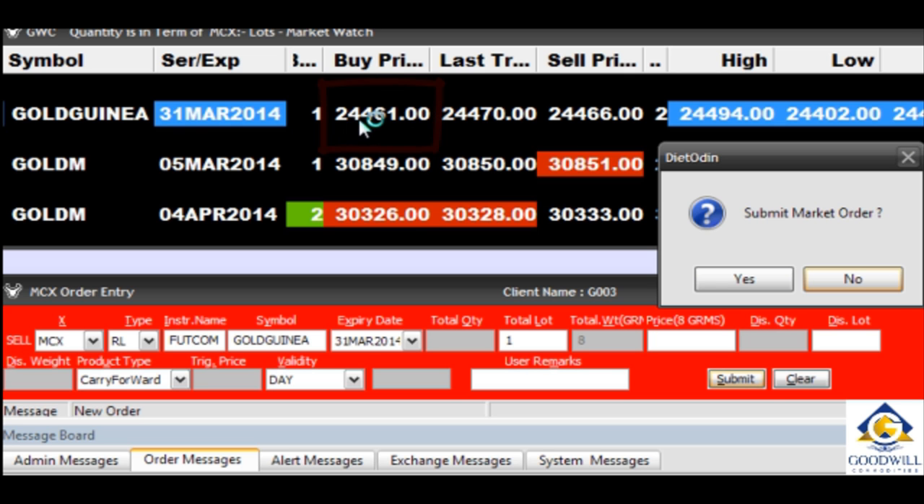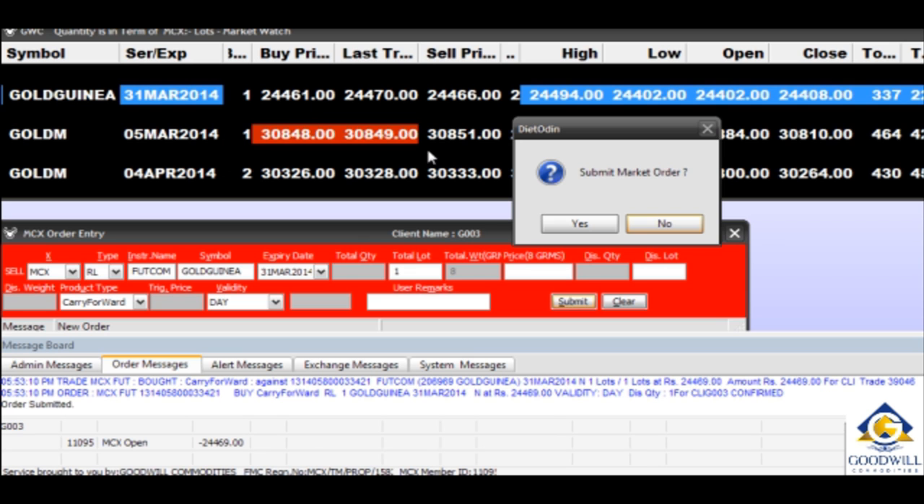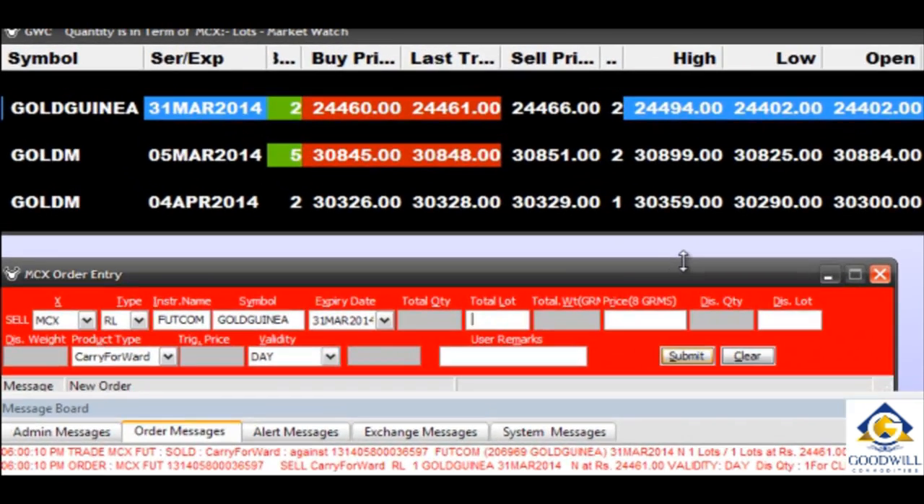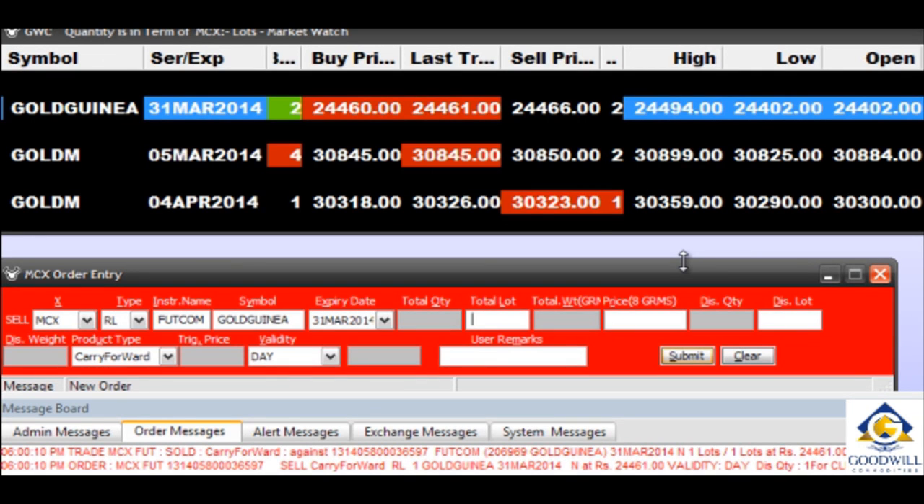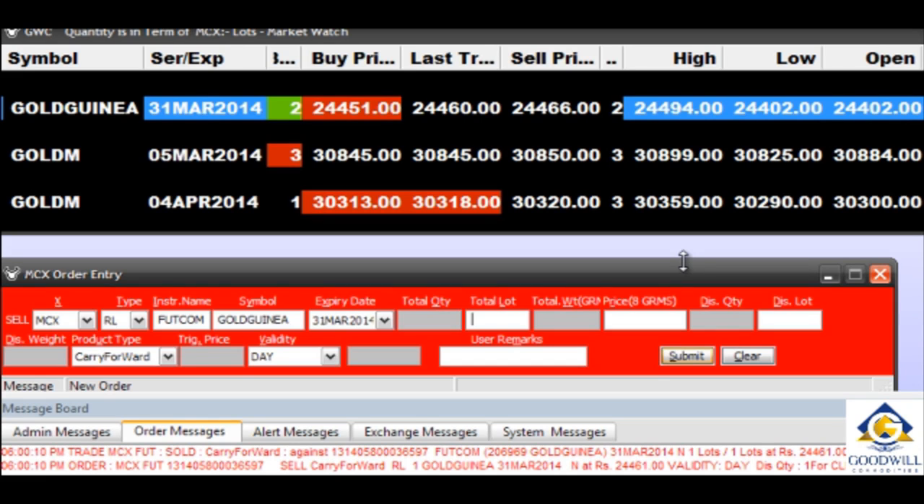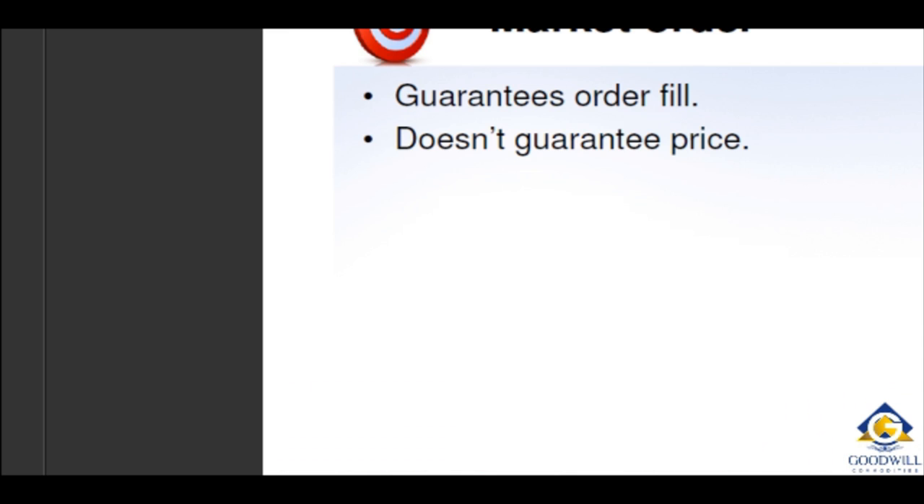Now the best price for selling is 24,461. Just keep watching it. Now I am going to press S. So this is called a market order. The next available best price, whatever price it may be, the order will be executed. That is called a market order. Now let us see the advantages and disadvantages of placing a market order.